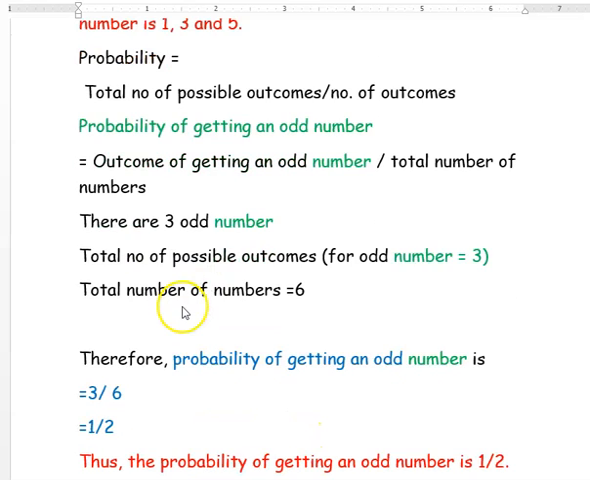So now we are going to substitute this in the formula. The probability of getting an odd number equals 3 divided by 6, and if you simplify that, you will get 1 divided by 2. So thus the probability of getting an odd number when your die is thrown is 1 divided by 2.